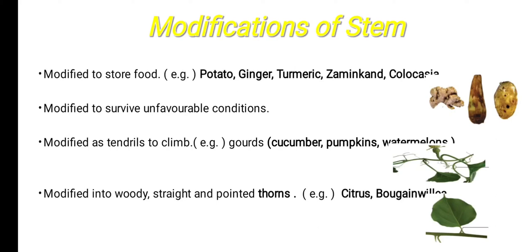Fourth one is modified into woody, straight, and pointed thorns. Example, citrus, bougainvillea. In these plants, it's a kind of defense mechanism played by those plant parts. In order to avoid browsing animals like goats and other cattle, these stems get modified into pointed thorns. In citrus fruits like oranges, lemons and other things, we find a lot of thorns present on their stems, so that cattle cannot go and eat them away.